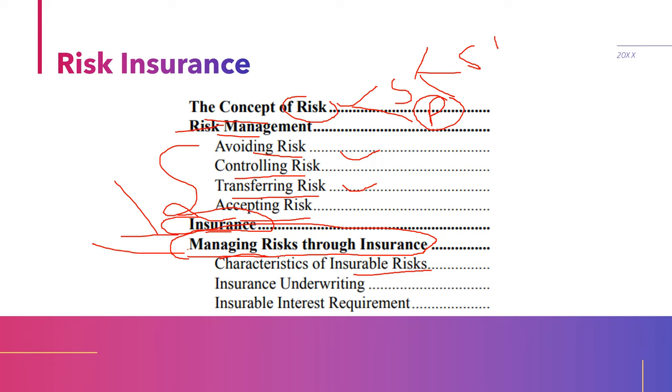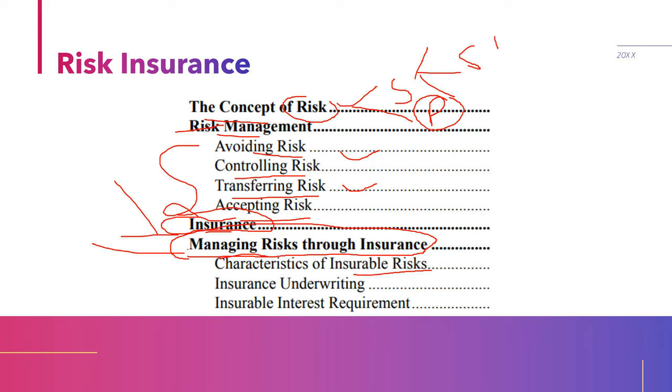There are a few characteristics, like a loss must occur by chance. That is the first characteristic of insurable risk, meaning which risks will be insured. So first one is loss must occur by chance, second is loss must be definite, third is loss must be significant, and loss must be predictable, and loss must not be catastrophic to the insurer.